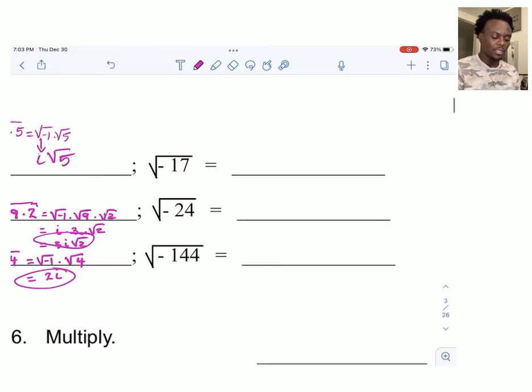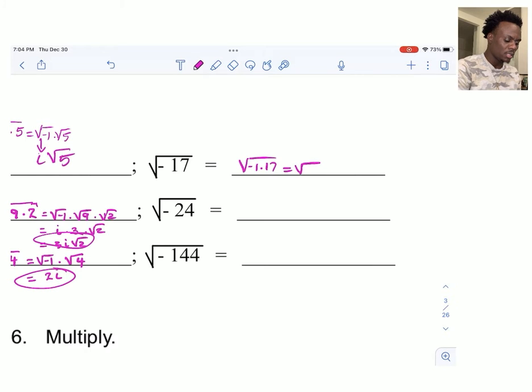Square root of -17. 17 is not a perfect square, and there is no perfect square factor in 17. So that's going to be square root of -1 times 17, which equals square root of -1 times square root of 17. So the answer is i square root of 17.